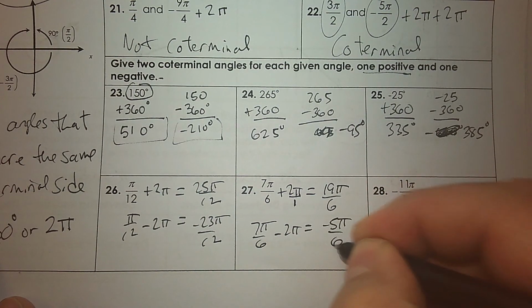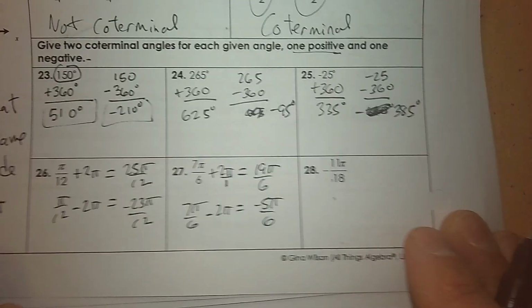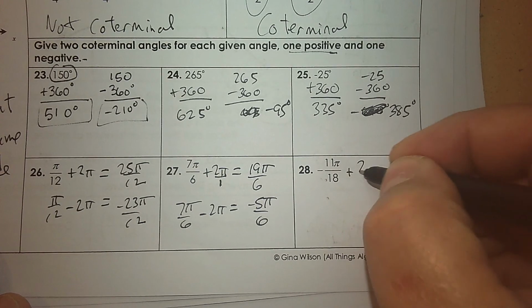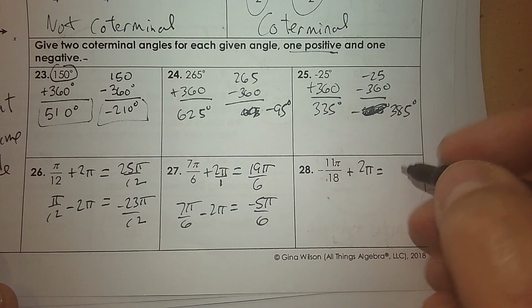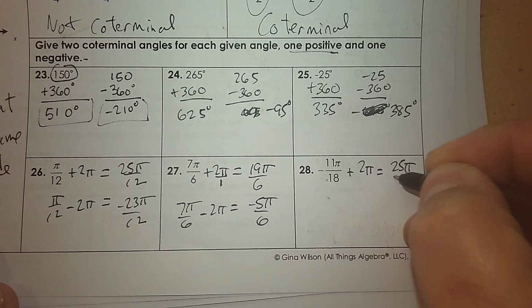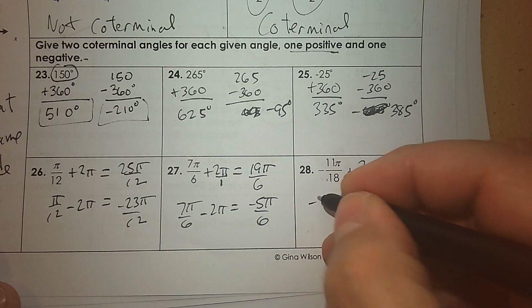All right, last one. And then you know what your quiz is on. So we're going to add 2 pi. That's 25 pi over 18. And we're going to subtract.